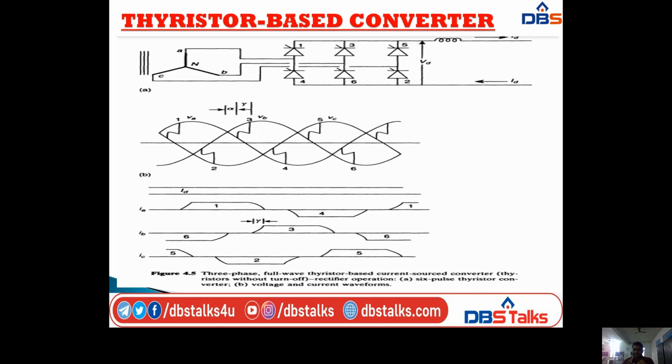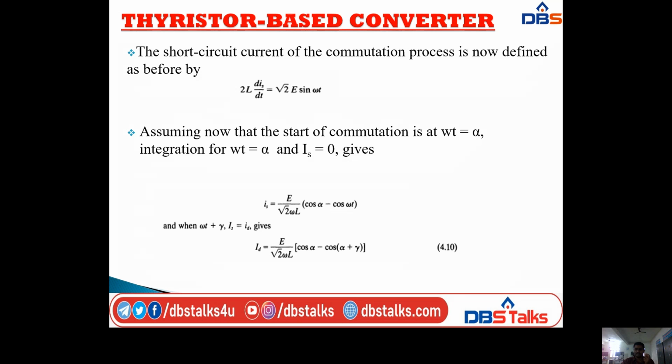Next, these are the waveforms, same as in the diode rectifier operation. Here also we have different voltage waveforms, the DC current waveform, and the phase voltage and phase current waveforms, the AC current waveforms also. But a small difference here is that the commutation is delayed. The commutation period is delayed, that means the starting time is delayed.